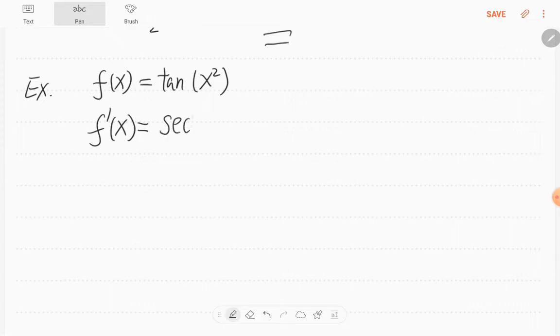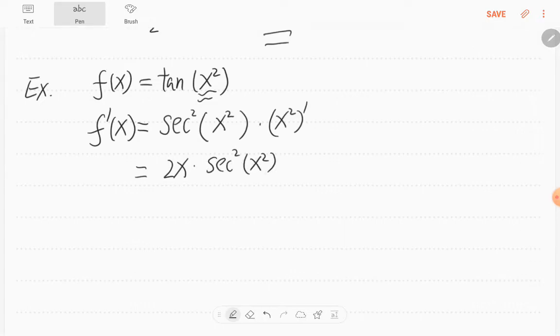So it's secant squared. Secant squared of something, right? We plug in the inside function. This is the inside function, the rest part would be inside. Then multiply by the derivative of the inside function. So this would be 2x times secant squared of x squared.